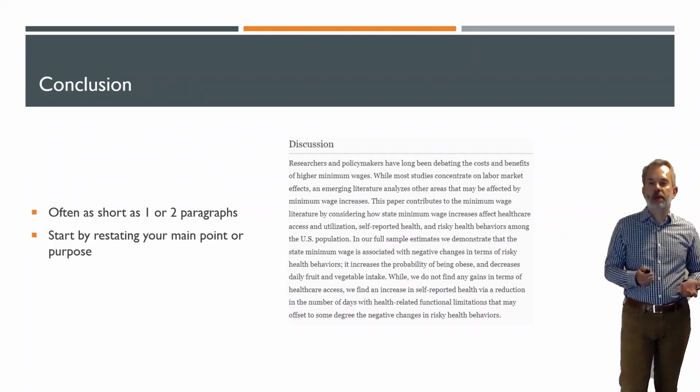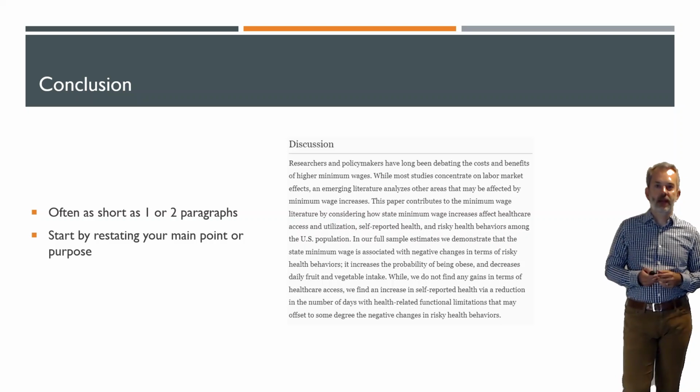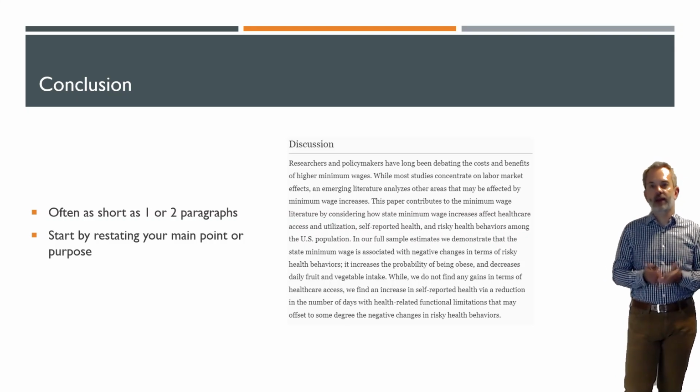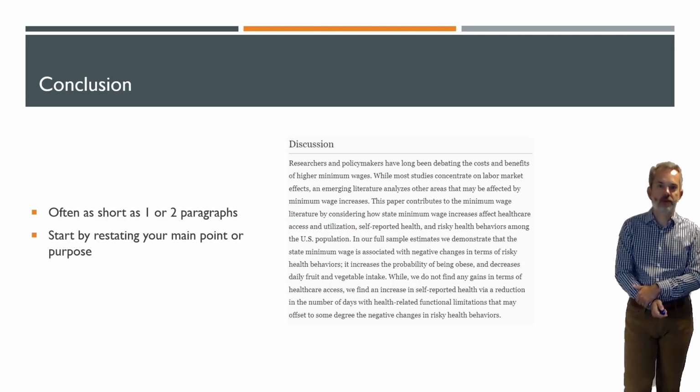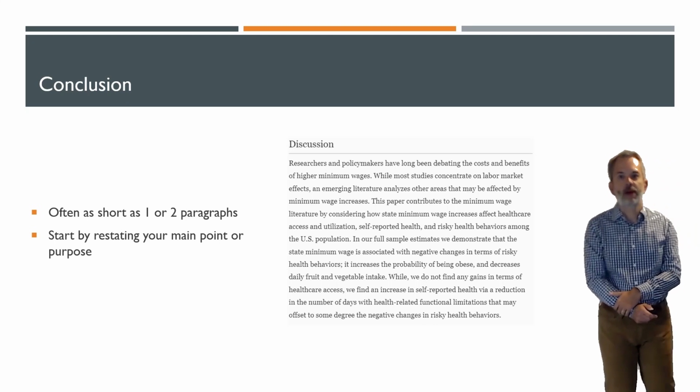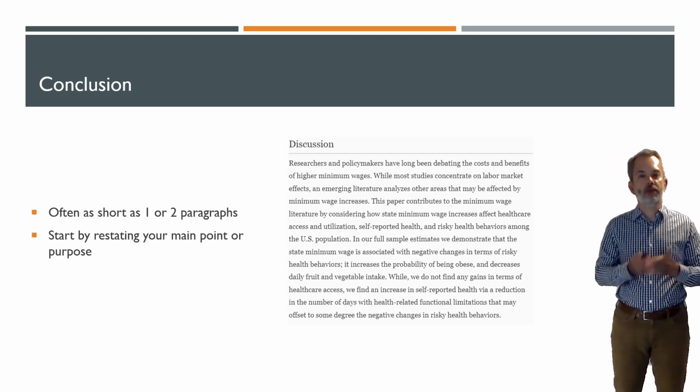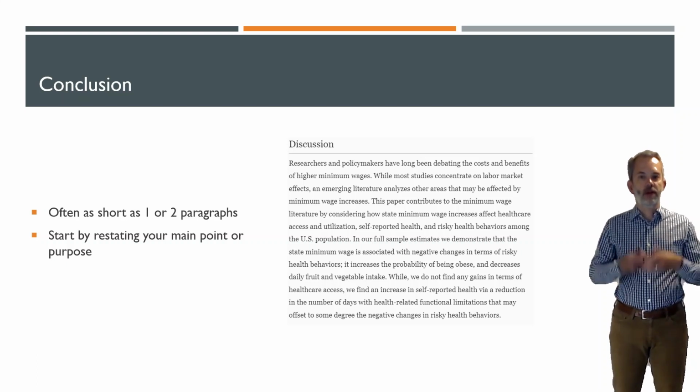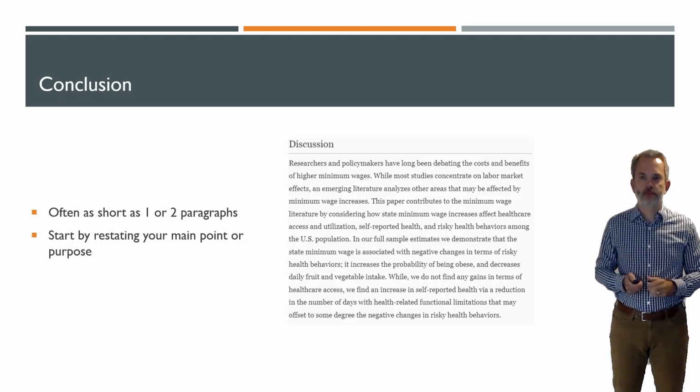The last part of the paper is a conclusion or a discussion section, and this does not need to be particularly long. It can often be as short as 1 or 2 paragraphs. And here you want to begin by restating your main point or the main purpose of your paper. And this can be done in various ways. In our sample paper, the paper first puts the results into context and then summarizes them briefly.